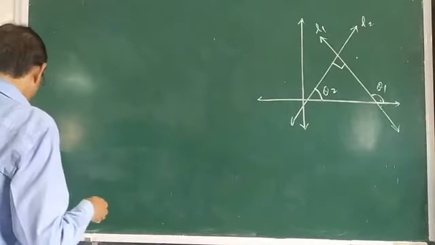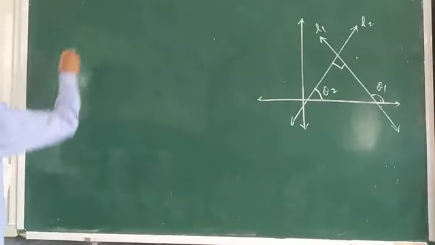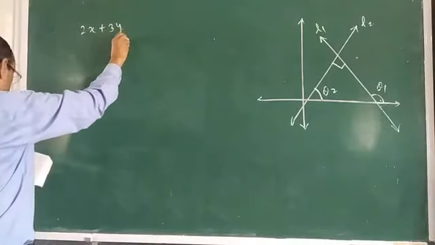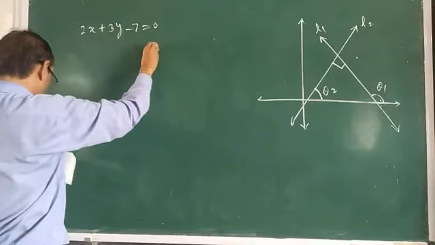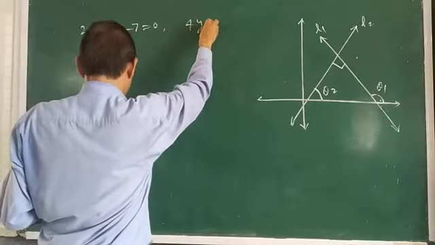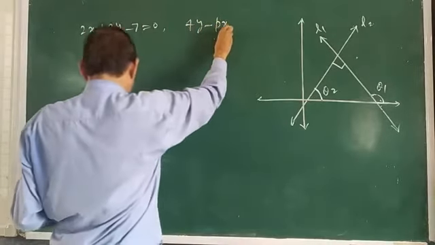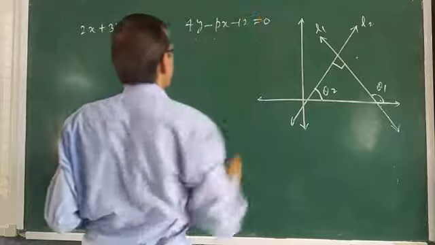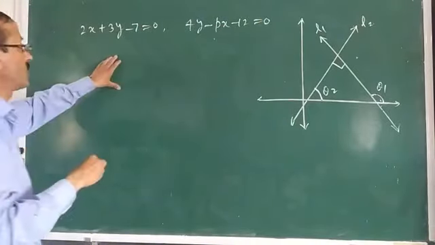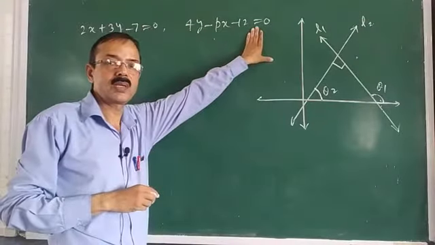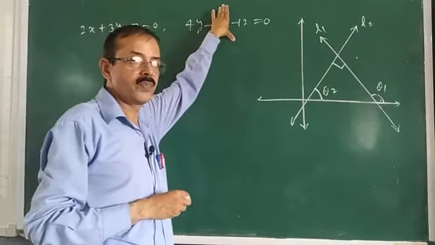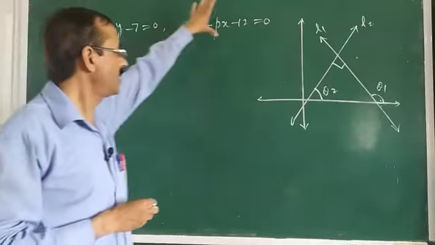Given two lines: 2x plus 3y minus 7 is equal to 0 and 4y minus px minus 12 is equal to 0. There are two lines given, and they are perpendicular. Line number first, line number second, both are perpendicular to each other. First we have to find the slope of this and the slope of that line. Let the slope of this be m1, this is m2.